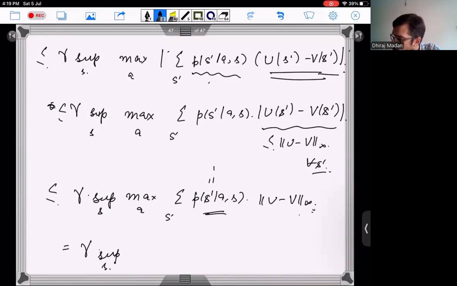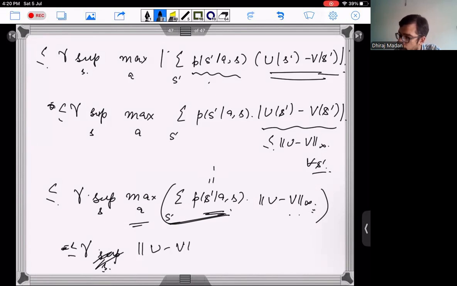Overall, this is gamma times the supremum over S of the max over A, but this is essentially nothing but the infinity norm of U minus V, because now the inner term inside this max is independent of A. It is also independent of S, so I don't even have to take the supremum. So this is just less than or equal to gamma times the norm of U minus V.